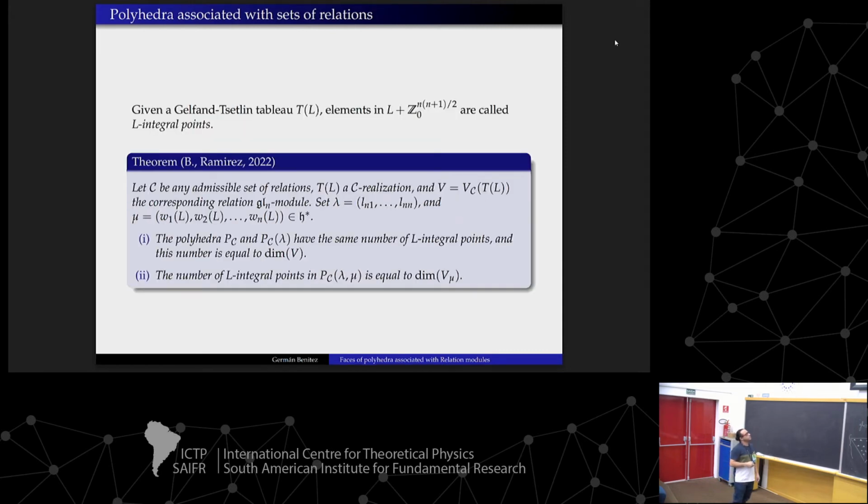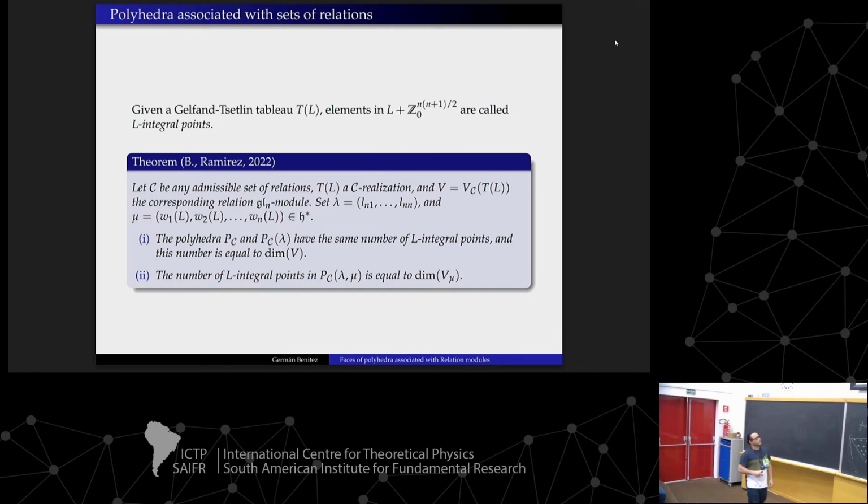We are interested in the integer translation for a Gelfand-Tsetlin tableau. This point is called an L-integral point.